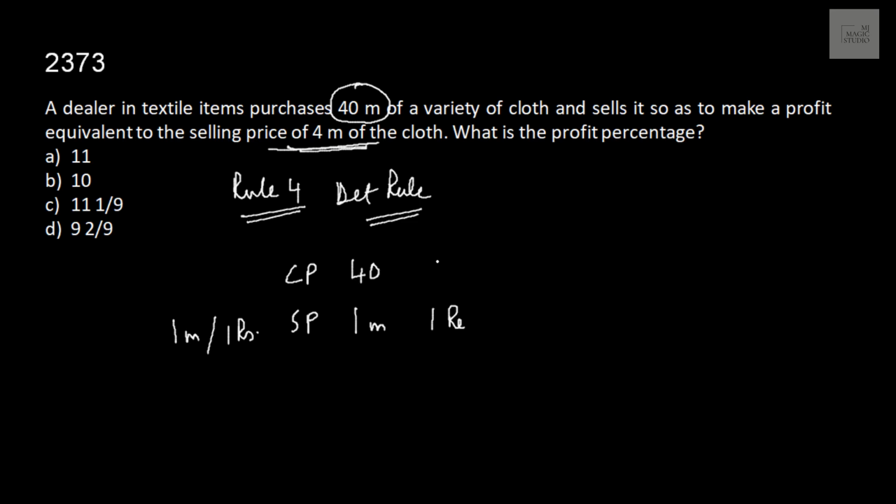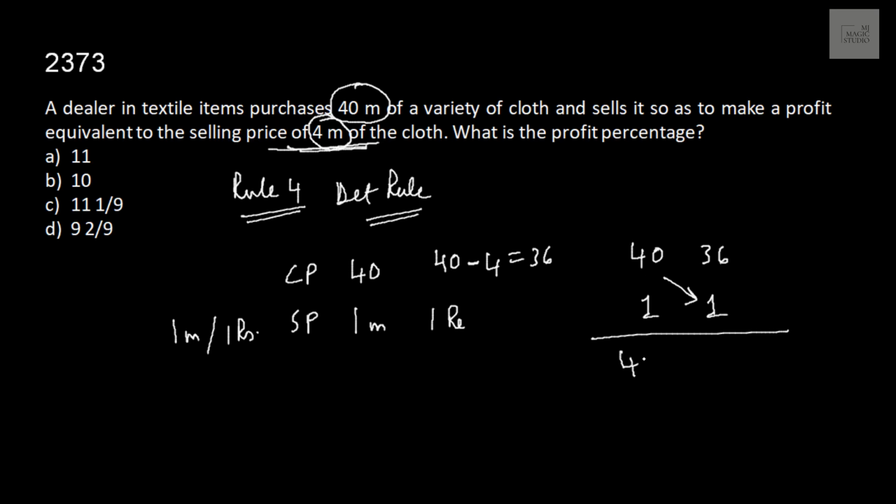would be how much? Selling price of 40 minus the profit. How much is the profit? Profit is the selling price of 4 meters of cloth. Selling price of 1 meter is 1, therefore selling price of 4 meters is 4. That comes to 36. So we have 40, CP is 36 and 1 meter selling price is 1 rupee. And the process is simple. Principal diagonal 40 minus secondary diagonal 36 by 36 gives us profit or loss percentage.